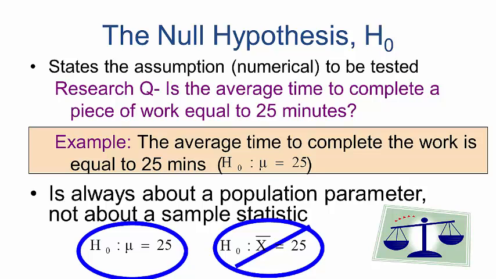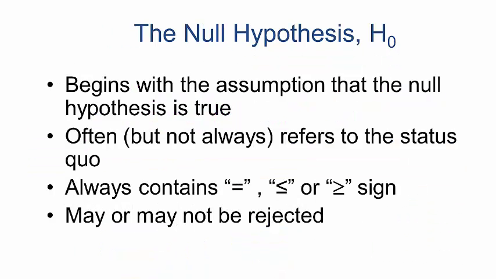Note that the hypotheses are always about the population parameters and not about the sample, as we know all about the sample mean, etc., but we are using these sample statistics to understand the unknown population parameters. We always begin with the assumption that the null hypothesis is true. Often, but not always, the null hypothesis refers to the status quo. It always contains the equal sign, albeit less than and equal to, greater than and equal to, or equal to. It may or may not be rejected, but it is never accepted.